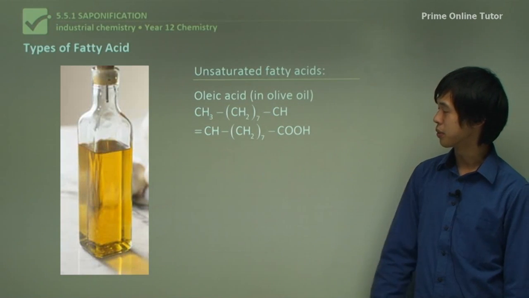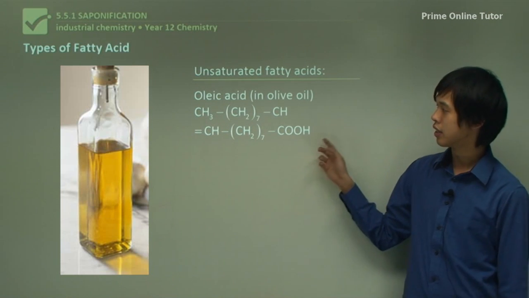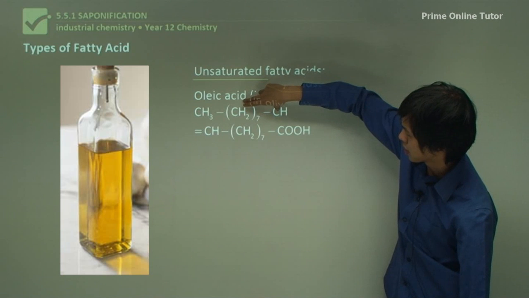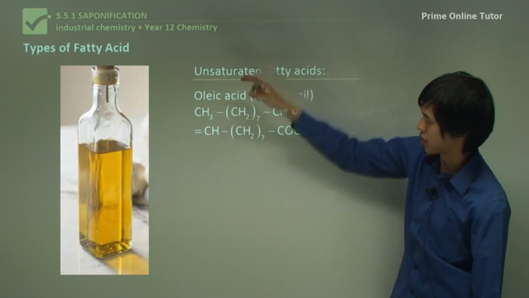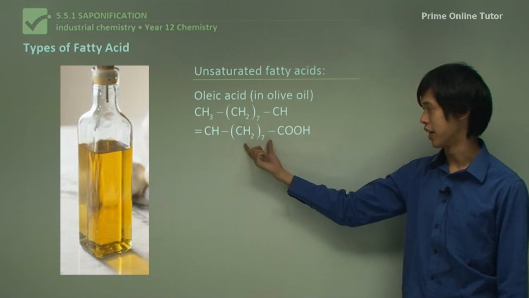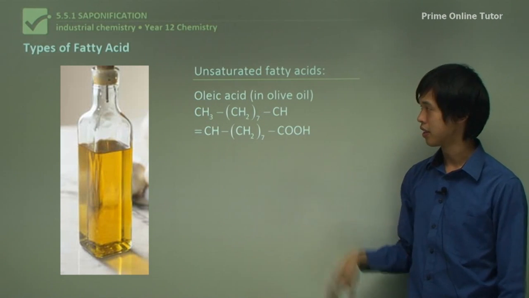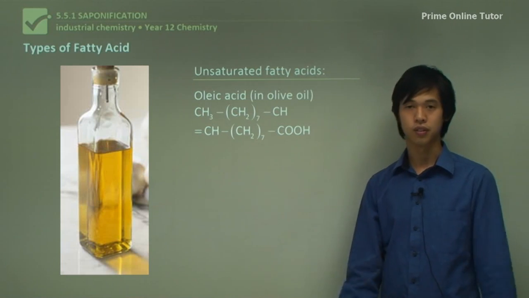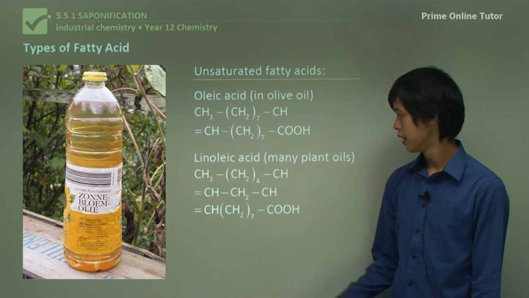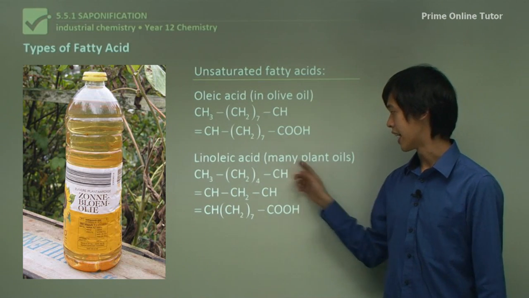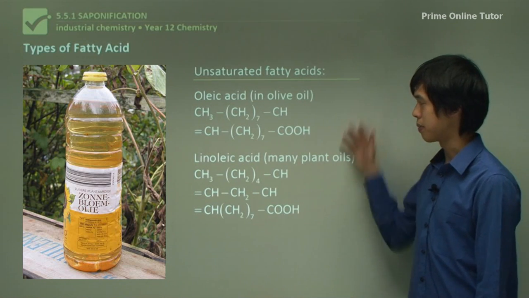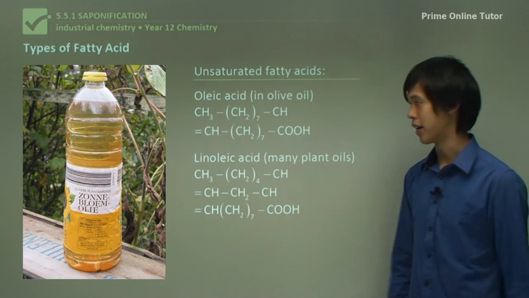Unsaturated fatty acids could be oleic acid in olive oil. So there's essentially this section here, which is the nonane group before the double bond, and then you get another 8 carbons after. You don't need to remember all of these. This is just for completeness, but you will see some of them used later on. And linoleic acid, which is in many plant oils, is a very complex molecule. You don't have to worry too much about remembering all these, but just be aware that they exist.